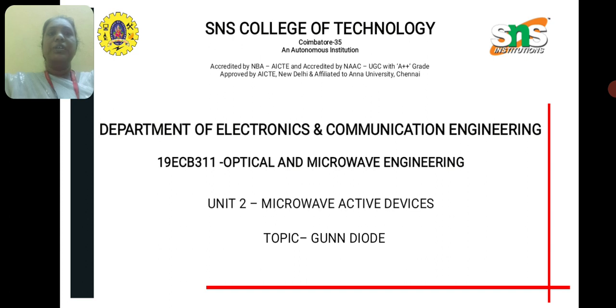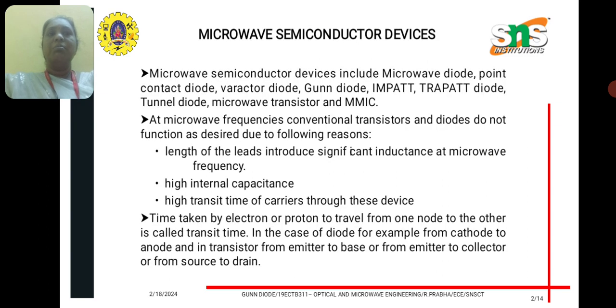In this video, we are going to see the topic of Gunn Diode. Gunn Diode is one of the microwave diodes. It is an active device. We know the active device is a necessity in microwave engineering. The active devices are useful for either generating microwave power or amplifying microwave signals.